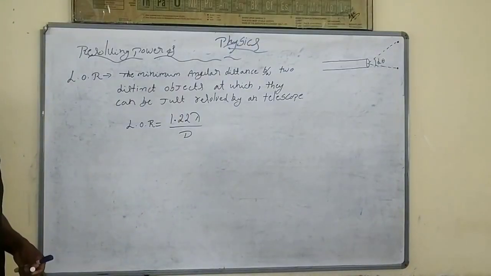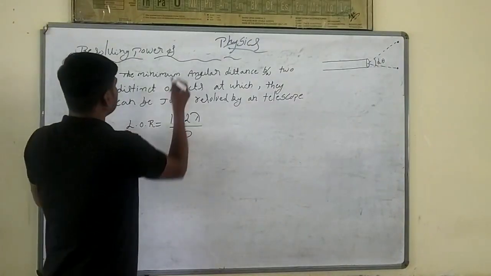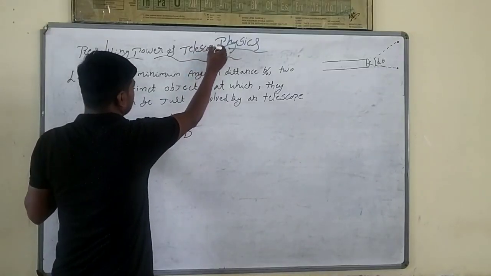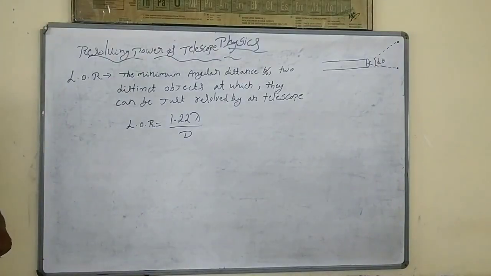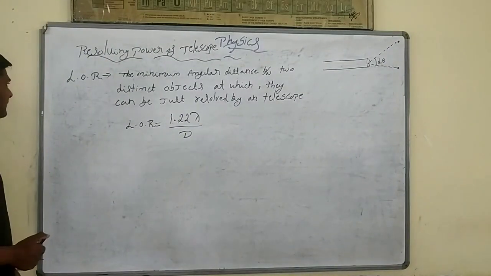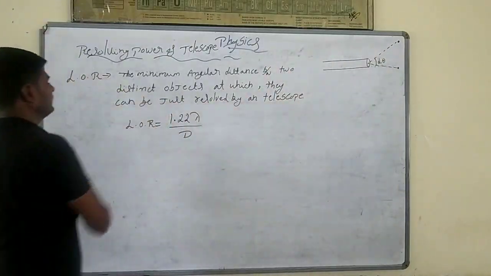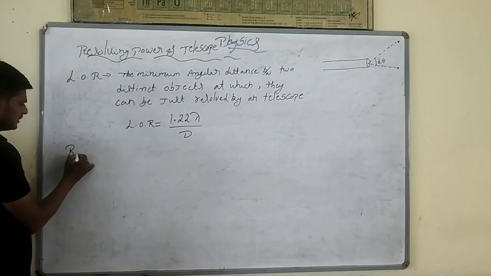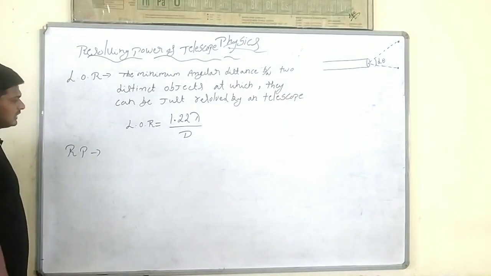The microscope we use to see point objects. The telescope, used to see what? Distinct objects. In the same way, this d theta we are going to call as the limit of resolution. In the same way, the resolving power of a telescope.